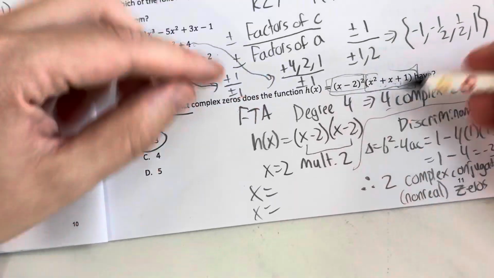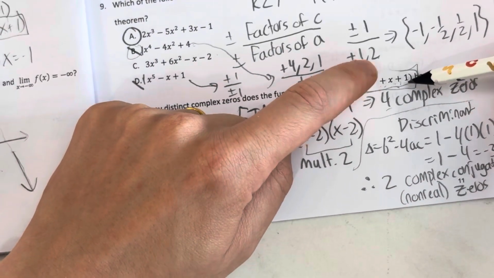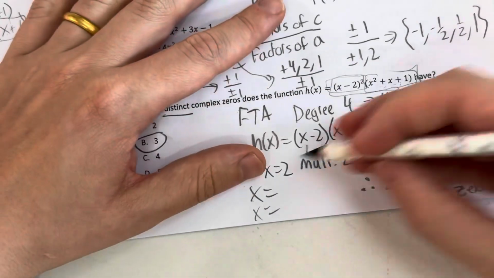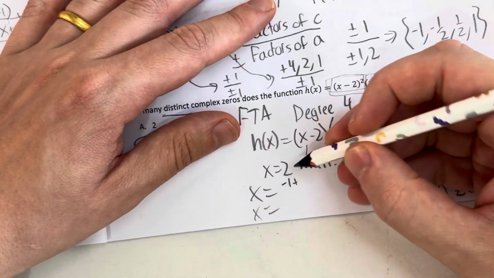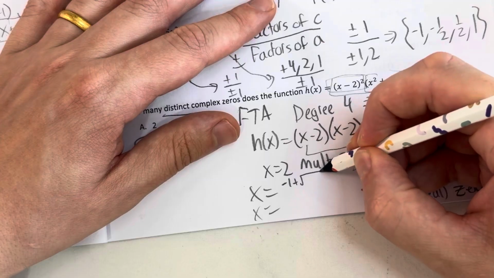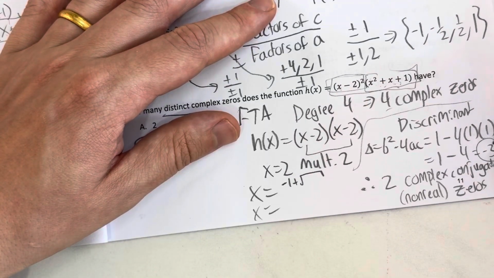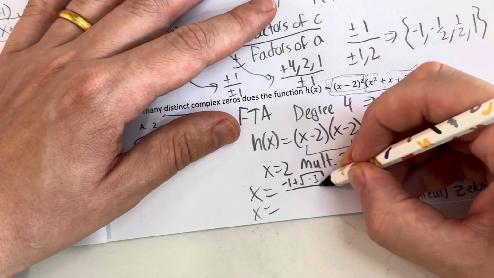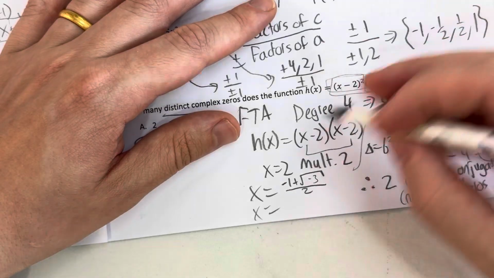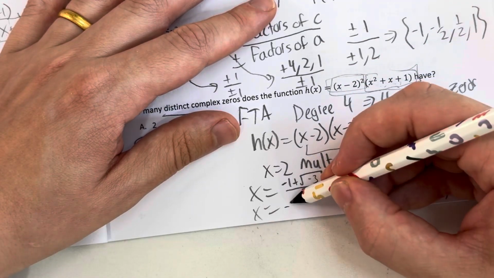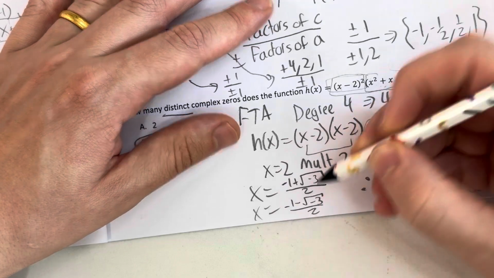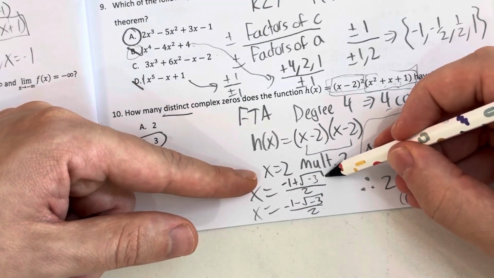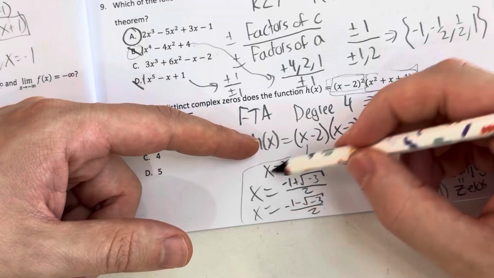So what are the other solutions? Basically, what are the zeros of this? Use the quadratic formula. It's negative 1 plus or minus square root of the discriminant, b squared minus 4ac, which is negative 3, all over 2. That's 1. And the other one is minus, plus or minus. So we've got 2 non-real zeros, 1 real zero.